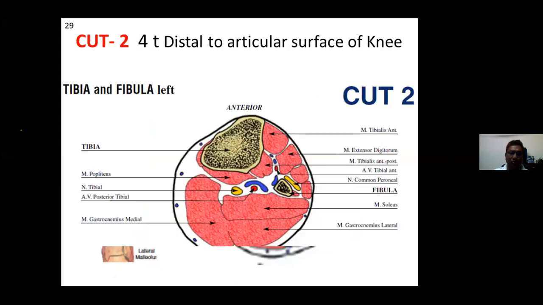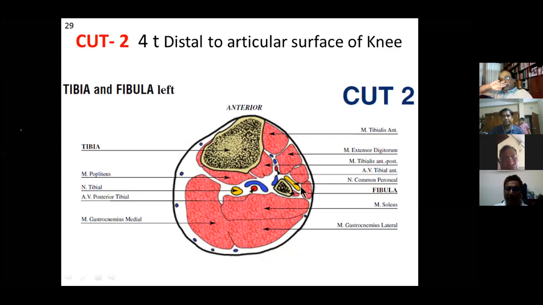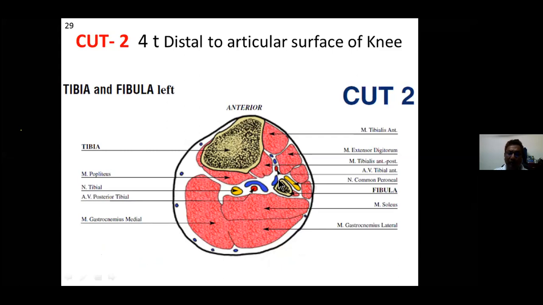Now, cut two. It is 40 distal to the articular surface of the knee. Here, vessels run posteriorly. This is the major vessels. Posteriorly, the tibial nerve is separated by the popliteus muscle. The common peroneal nerve is located directly lateral to the fibula, passing posterior to anterior. Look at the common peroneal nerve. Dangerous zone at this level includes the lateral fibula and of course the posterolateral portion. This is the dangerous zone.